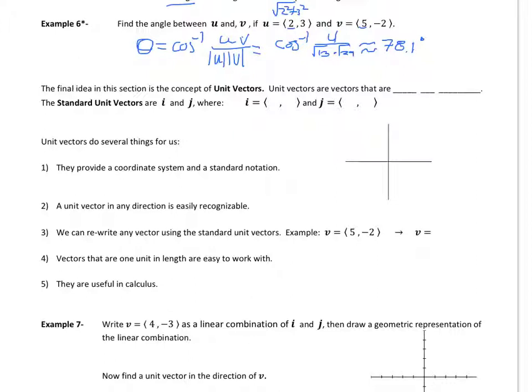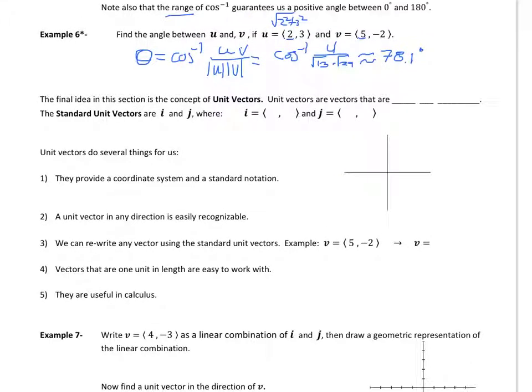And unit vectors are vectors that are 1 unit long, right? Hence the name. Like our unit circle, the radius is always 1. Unit vectors, their length is always 1 unit. Okay, so now the standard unit vectors are i and j. And again, notice that they're in component form, where i is simply 1 and 0. So i is your horizontal component, and j is your vertical component.